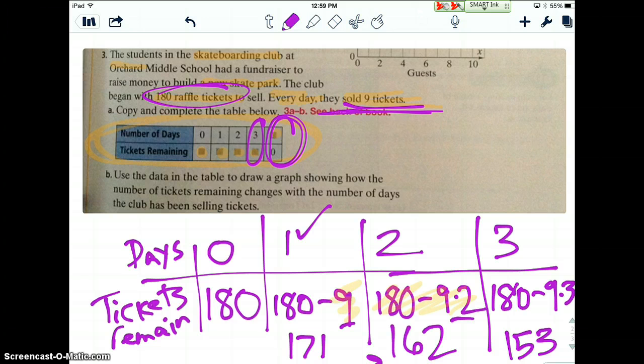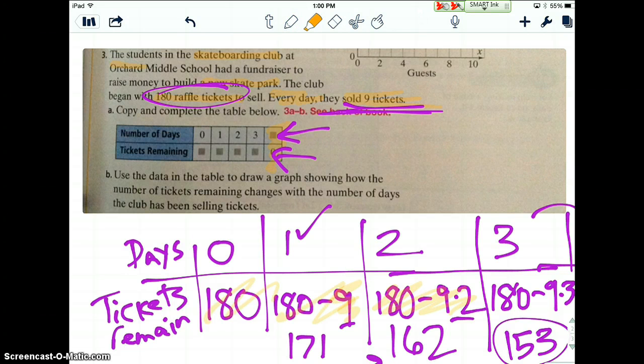Now they are wondering, now I need to find at what day. So I'm looking here. Let me erase this. I'm looking right here. They're asking for what day will they be at where they have no tickets remaining. 0, zilch, none. I want this number to be 0. So how can I do that without having to go through every single day until I get down to 0? Well, I can use the pattern that I am seeing here.